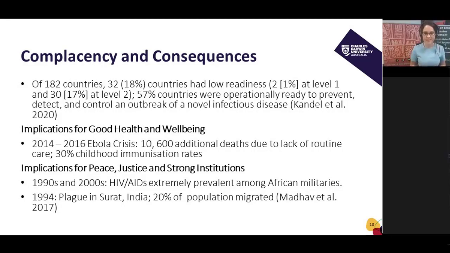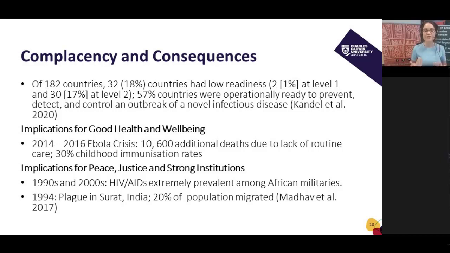And of course, in December 2019, we saw the emergence of COVID-19. In March this year, scholars analysed global health security capacities in the context of COVID-19. And they found that countries varied widely in terms of their capacity to prevent, detect, and respond to novel infections, such as COVID-19. For example, just over half of 182 countries were operationally ready to respond.